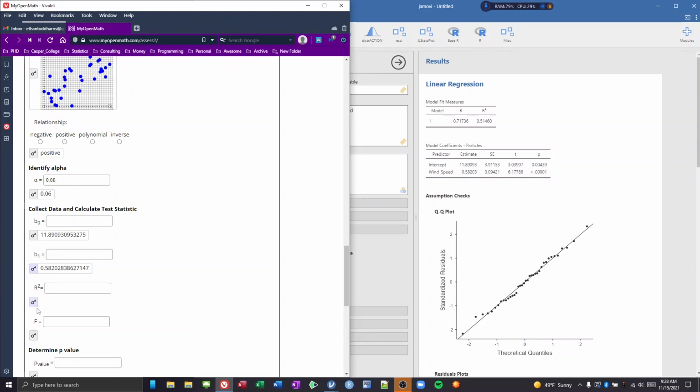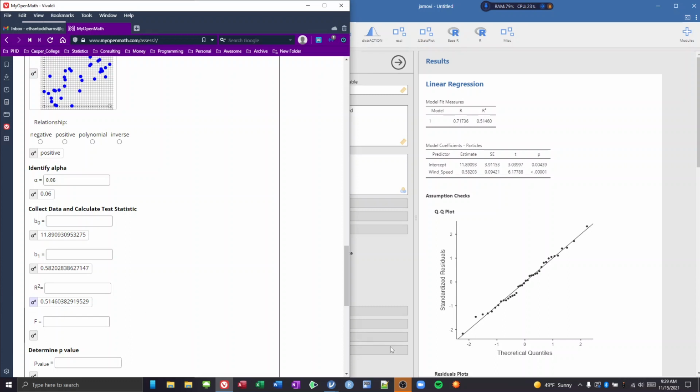Now we also have our r squared and our f statistic. If we click on our r squared, we get 0.5146. The r squared tells us what percentage of the variability in the data was explained by the model, or how well the model predicts what's going on. So we don't have a ton of predictability. This r squared is actually pretty poor.